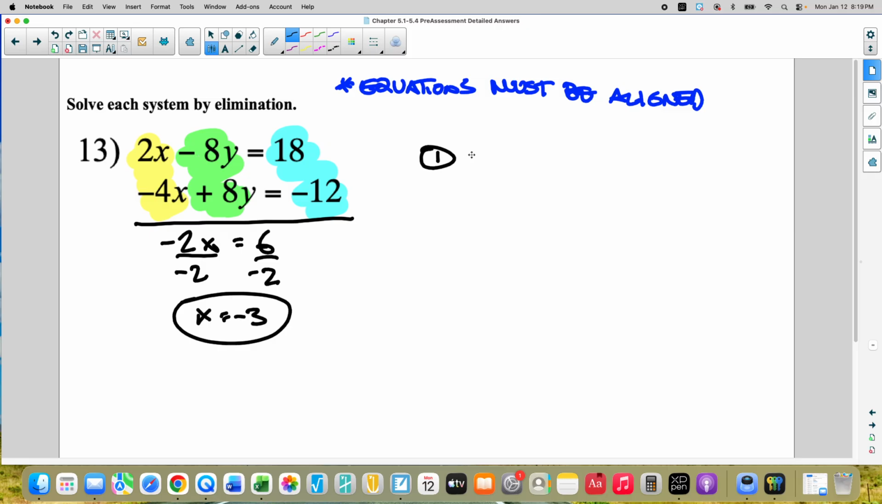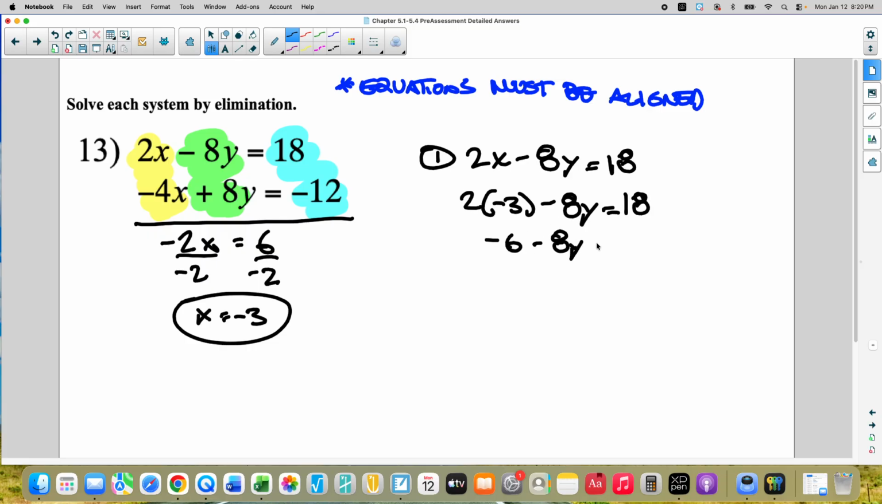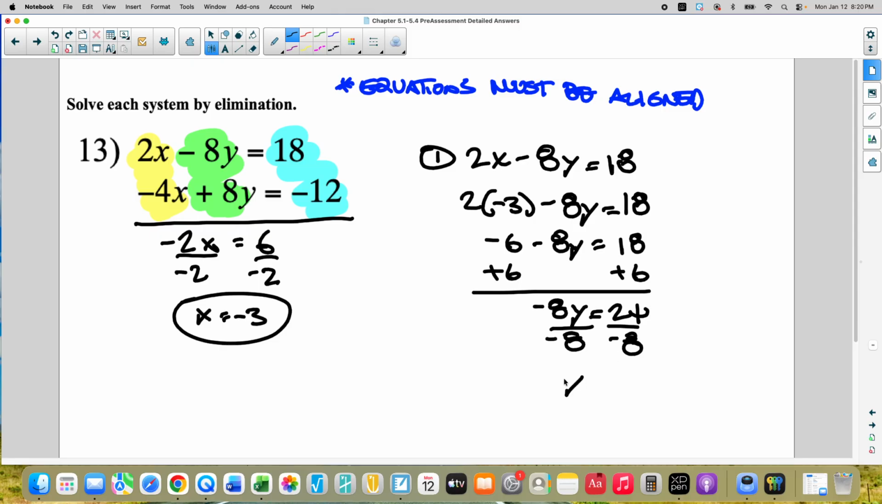We can take either of the equations. I'm going to take the first equation, 2x minus 8y equals 18, and we'll plug in my x value in order to solve for my y value. Negative 6 minus 8y equals 18, add 6. Negative 8y equals 24, divide by negative 8. Y equals negative 3. So I think my point is negative 3 comma negative 3.